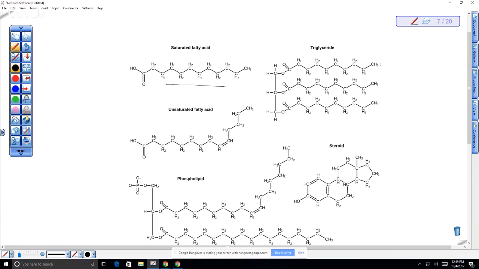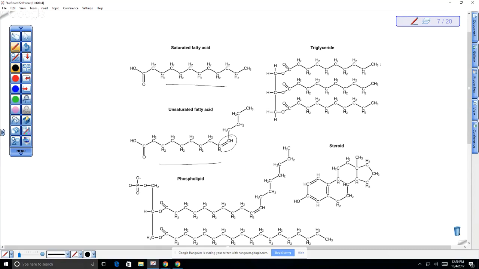So this would be an unsaturated fat, because look here, there's a double bond, right? And so that unsaturated fat would be an oil. Sometimes you say polyunsaturated or monounsaturated. This would actually be monounsaturated because there's only one double bond. If it was polyunsaturated, there would be more than one double bond.